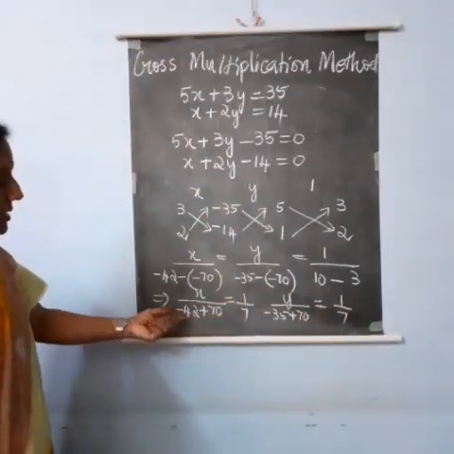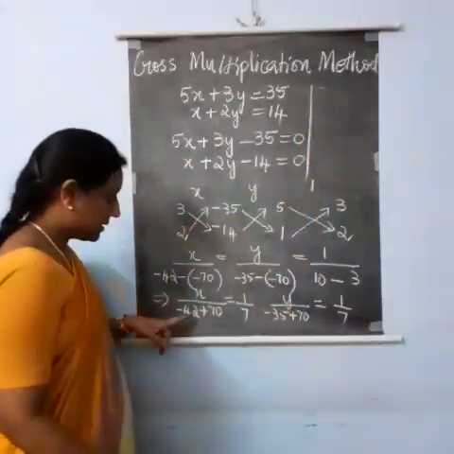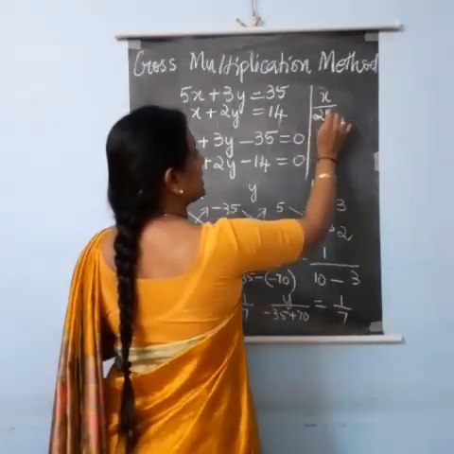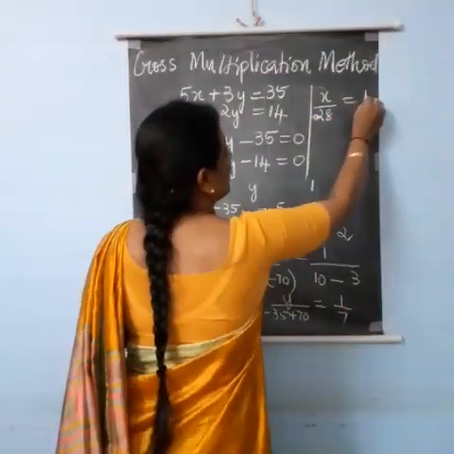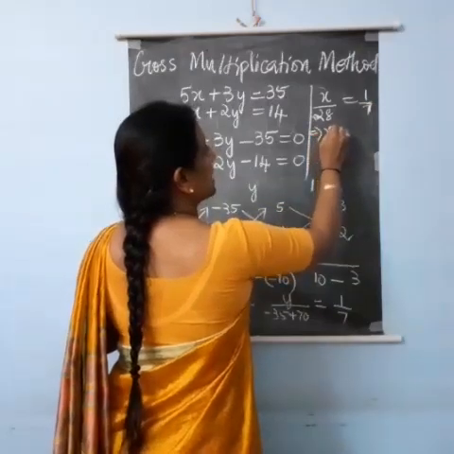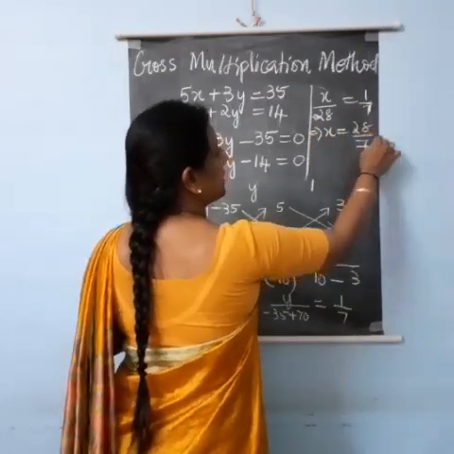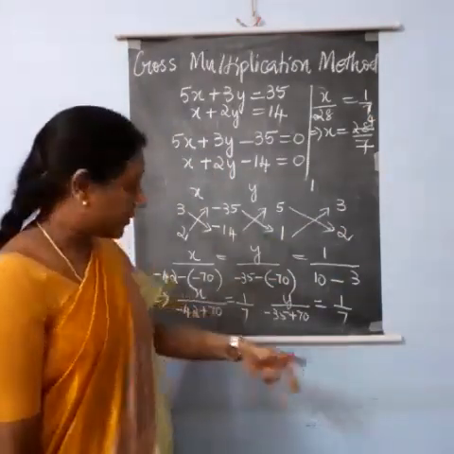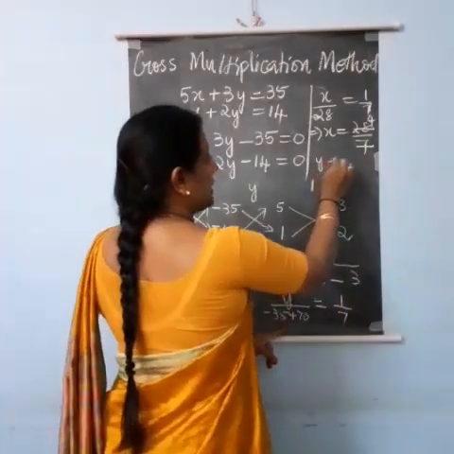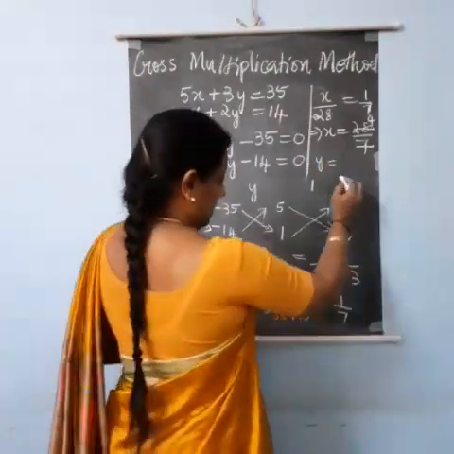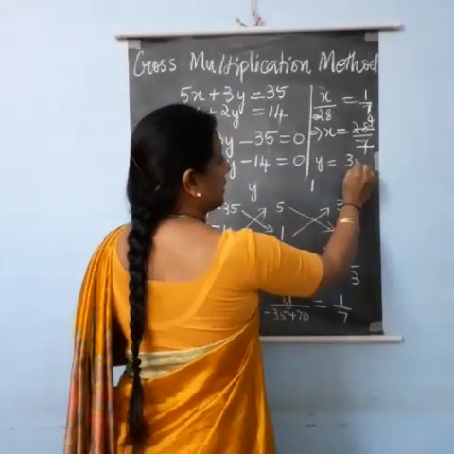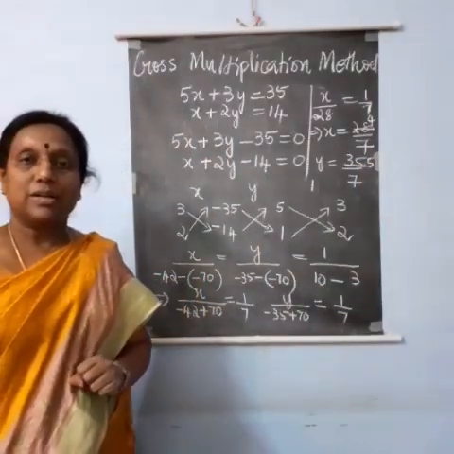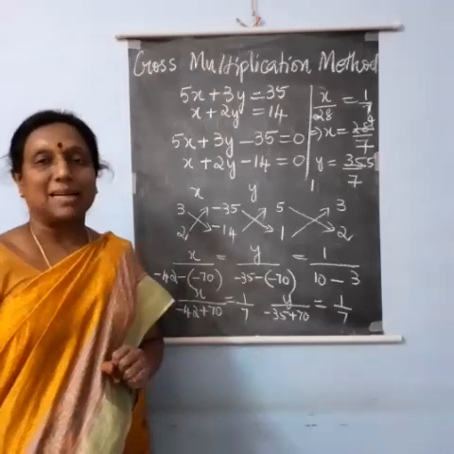So when I solve this, what will I get? I will get x by minus 28 is equal to 1 by 7. So that implies x is equal to 28 by 7. x is equal to 4. On transposing, I solve it as x is equal to 4. Now this side, what will it become? y is equal to 35 by 7. So you will get y is equal to 5. Have you followed? Yes, this is known as the cross multiplication method.